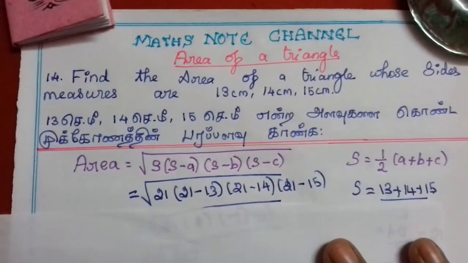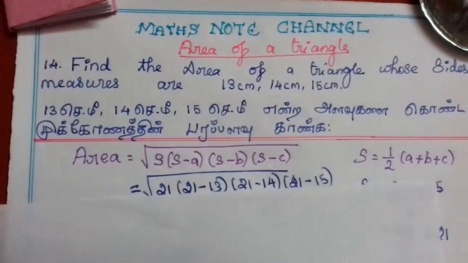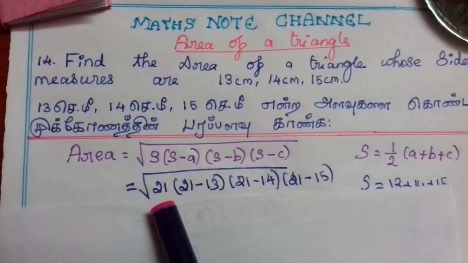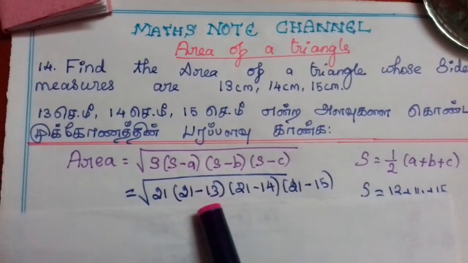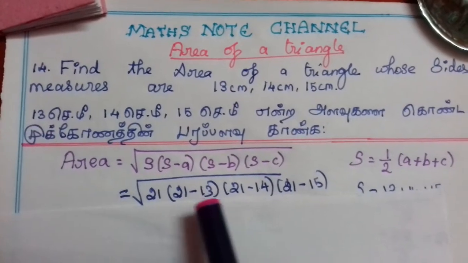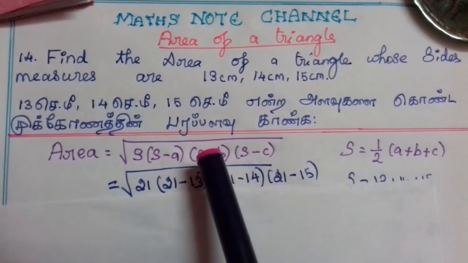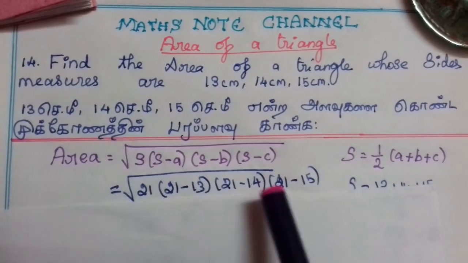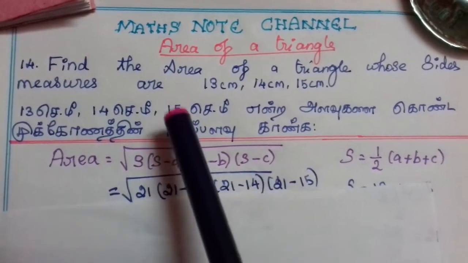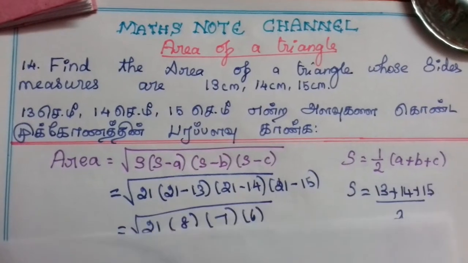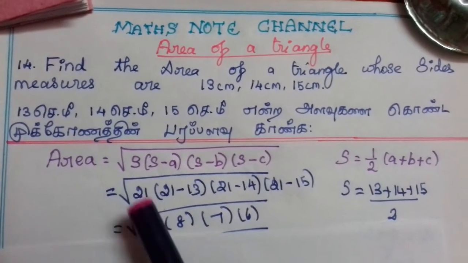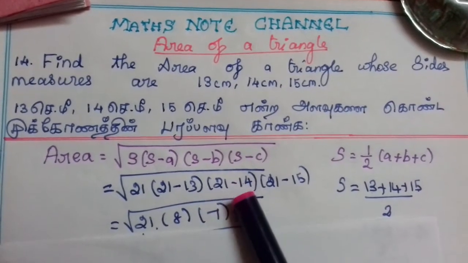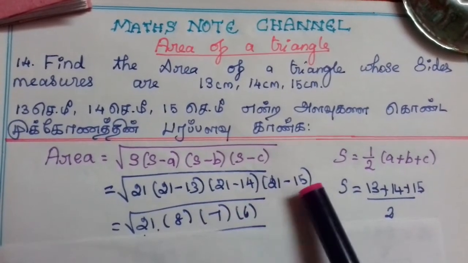We can substitute here. S is 21. Then s minus a, 21 minus 13. S minus b, 21 minus 14. Then s minus c, 21 minus 15. Then 21 into 21 minus 13 is 8. 21 minus 14 is 7. 21 minus 15 is 6.